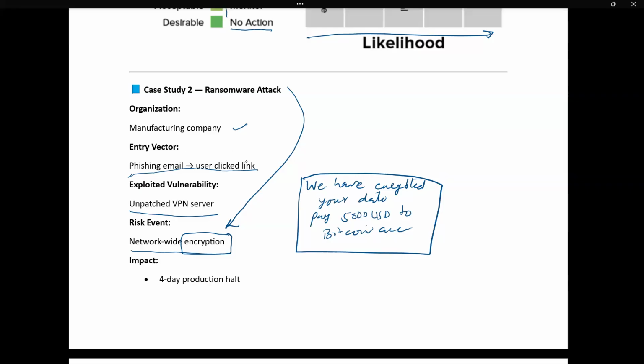So what should you have? You should have a backup. If you have a backup, obviously you can restore your information from the backup server.